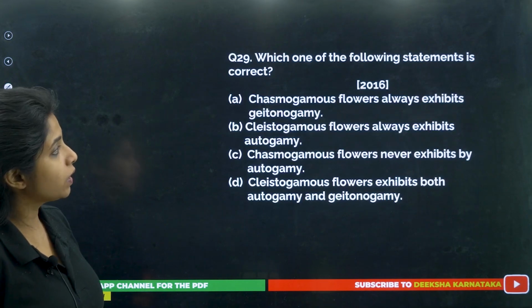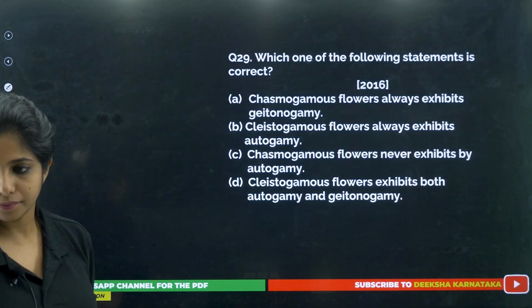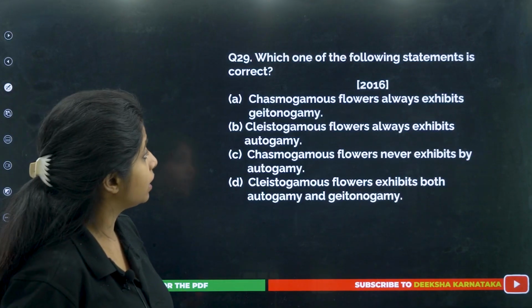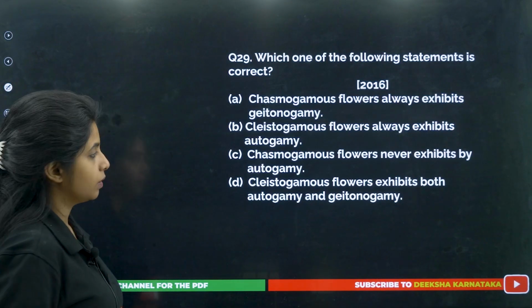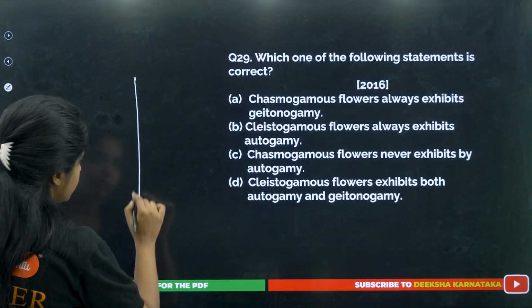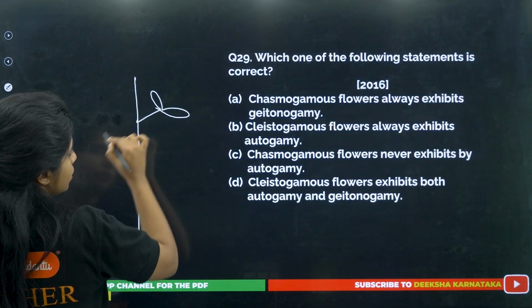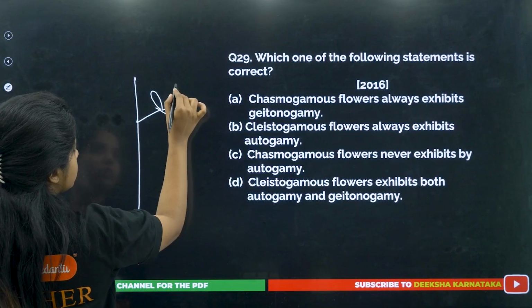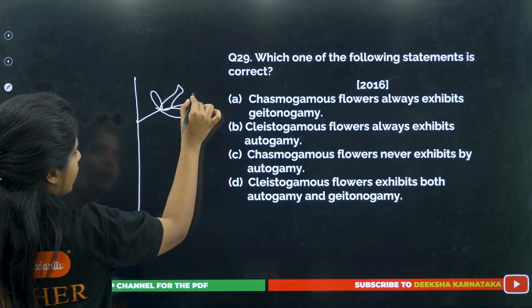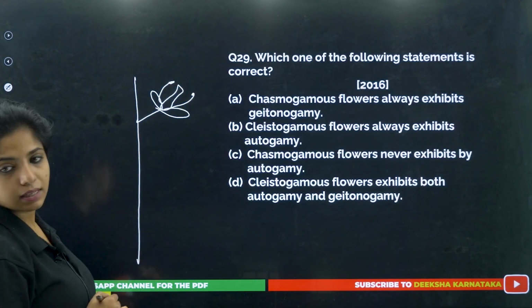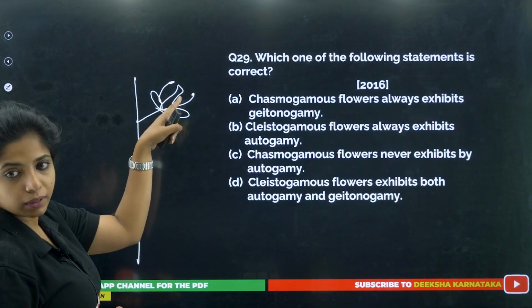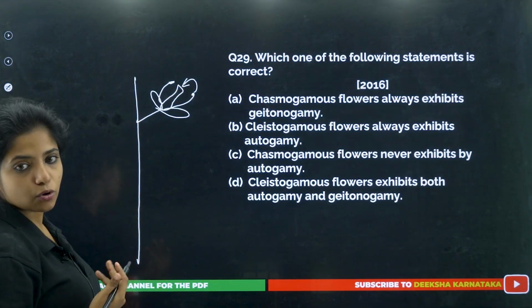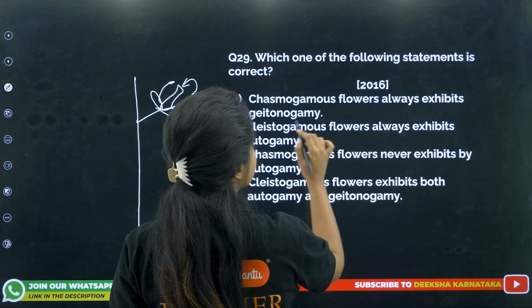Next question. Which one of the following statements is correct? Chasmogamous flowers always exhibit geitonogamy. What do you mean by chasmogamous? I told you, chasmogamous are the ones that are open. So will they always exhibit geitonogamy? For example, this is a chasmogamous flower. It has the anther and filament, and also the stigma, style and ovary. Over here, this can go from this to here. This is autogamy. So it is not like they always exhibit geitonogamy.